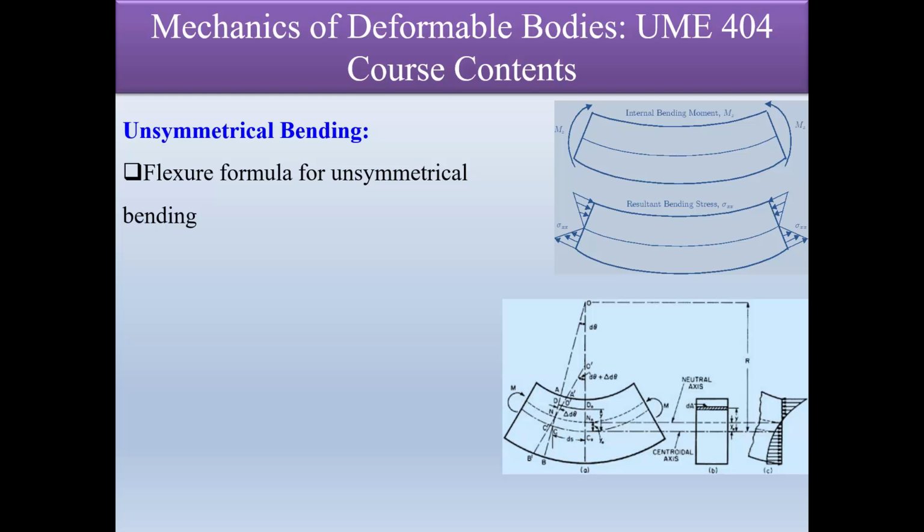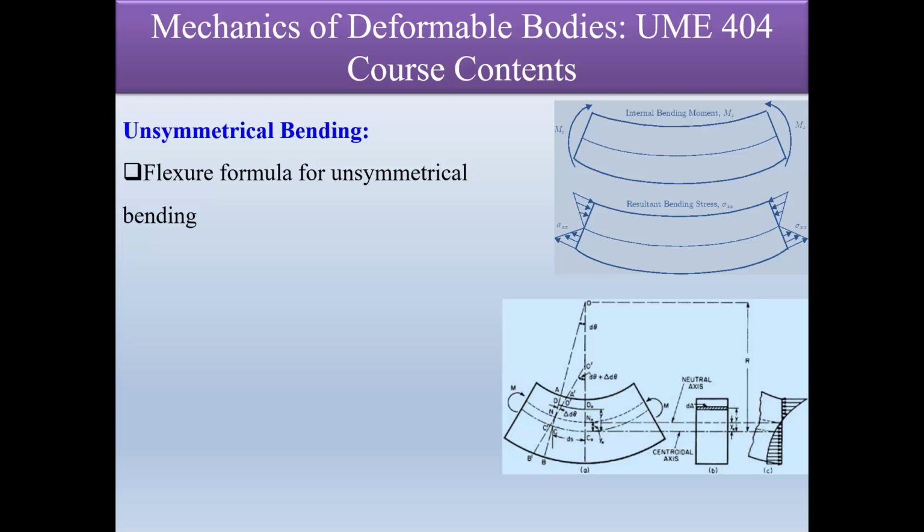In unsymmetrical bending, our section may not be symmetrical with respect to both the axes. In symmetrical bending, what we have done in our elementary courses, the bending equation we write as sigma by y is equal to M by I. That particular equation is valid for symmetrical bending, and for that the assumption is your beam section must be symmetrical with respect to at least one axis.